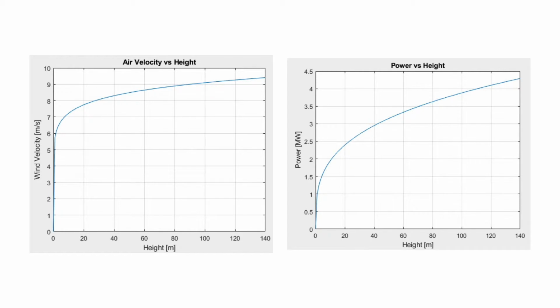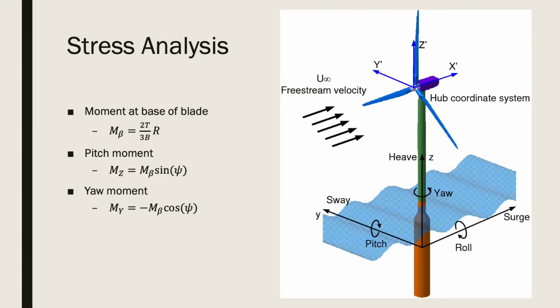An increase in wind velocity, however, also leads to an increase in thrust. Increased thrust results in increased bending moments and torsional moments on the tower. 3 moments acting on the tower were considered. First was the moment at the base of the blades, denoted by M sub beta. The second was the pitch moment, denoted by M sub z. The third was the yaw moment, denoted by M sub y. The 3 moments are depicted here in the diagram.